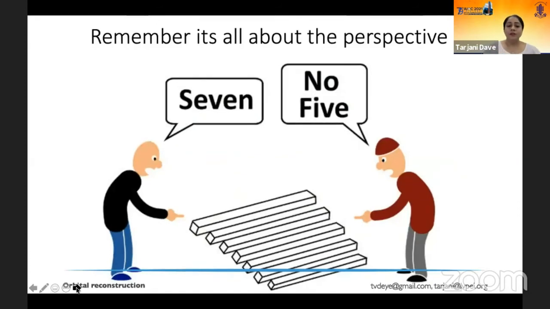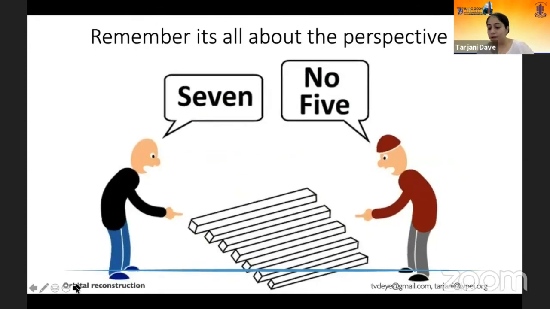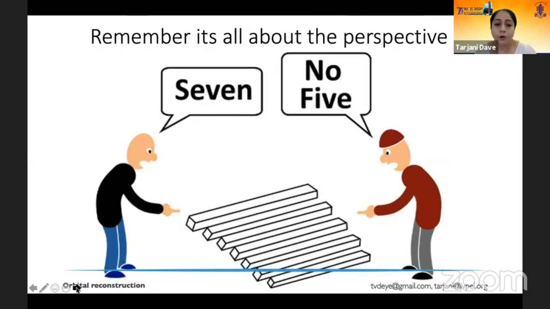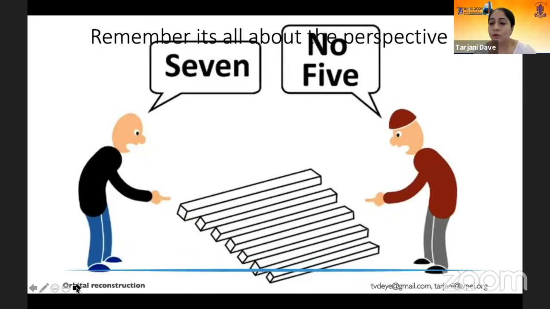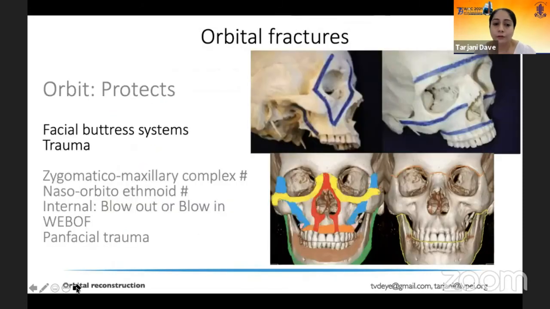So this is essentially just our perspective, and it may not be a treatment paradigm, but what we are trying to highlight here is the several things that can go wrong in the management of orbital fractures.